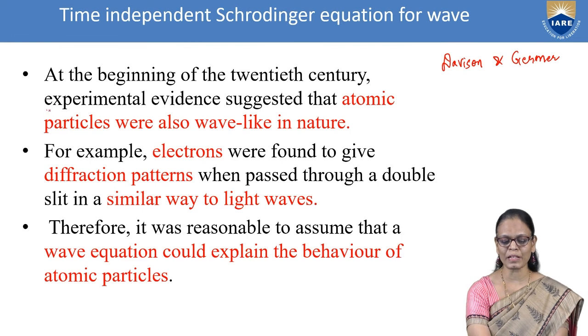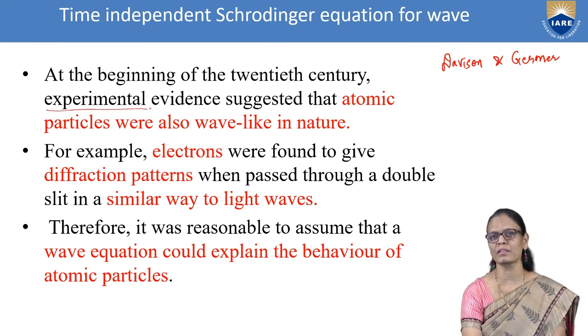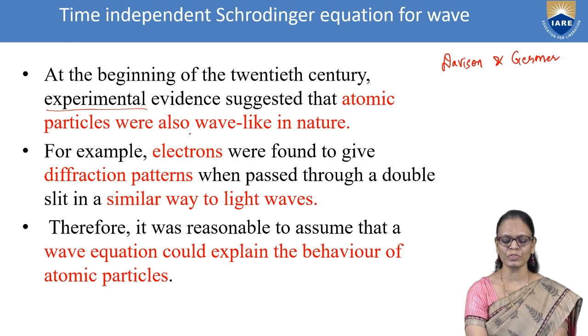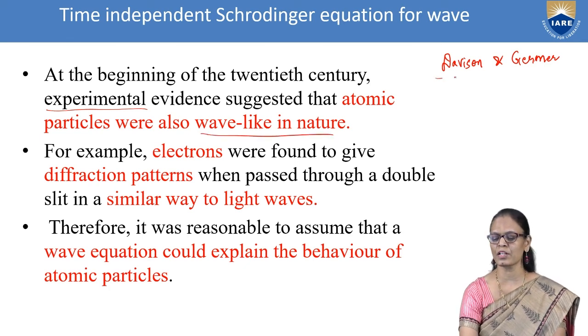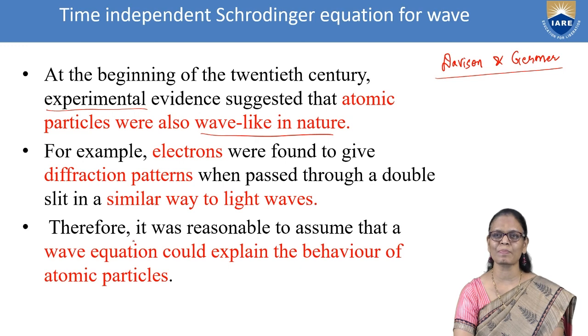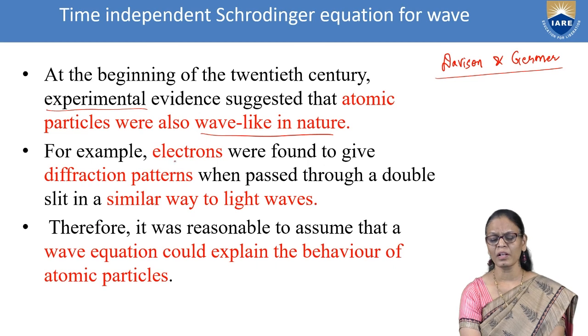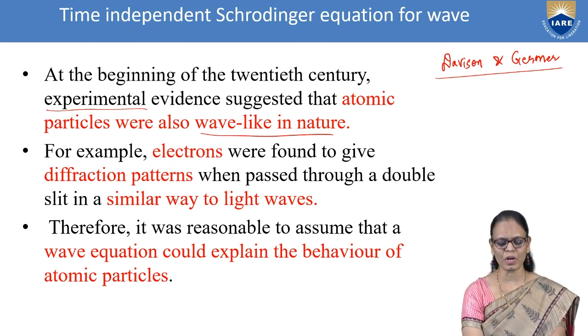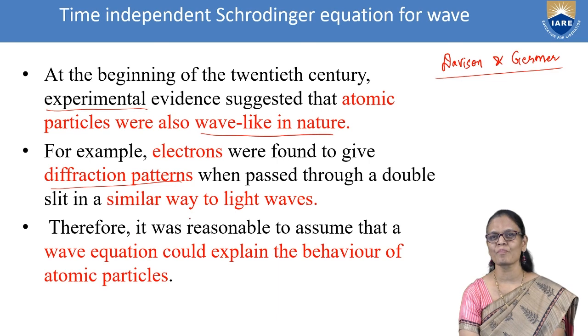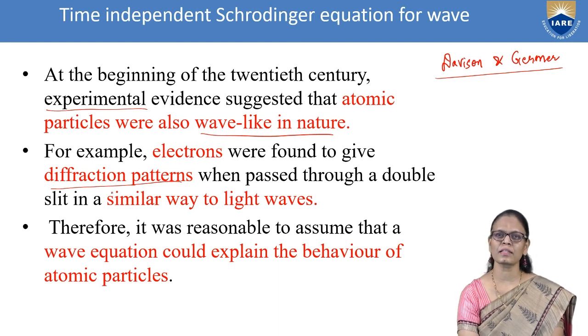So there was experimental evidence, and later on there were other scientists who did experiments to prove the wave-like nature. But the Davisson and Germer experiment was the first to show the wave-like nature of electrons. Now, as I explained, electrons were found to give diffraction patterns when passed through a double slit in a similar way to light waves, because till then it was an established fact that light waves undergo diffraction. What is diffraction? It is nothing but the bending of light around the corners of an obstacle.